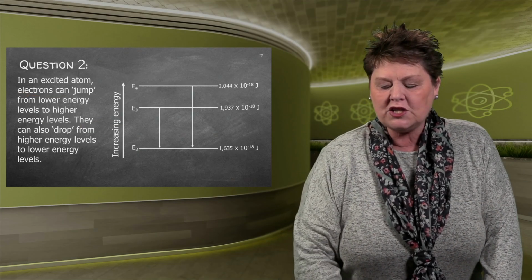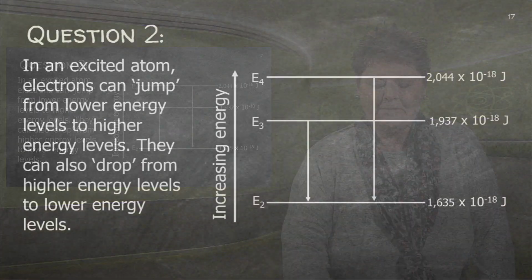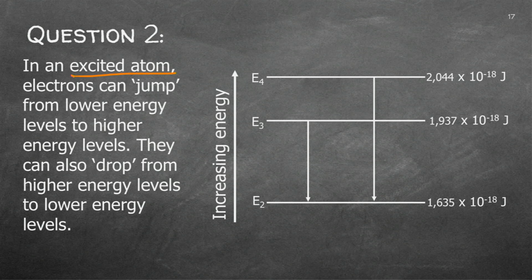A typical question can also look something like this. An excited atom. Well, it's not excited because it knows it's almost finished with grade 12. It's excited because it got energy from some or other source. Can jump from a lower energy to a higher energy. So it's going from a lower energy to a higher energy. So it goes from this side up to that side. This is the higher energy. This is the lower energy.